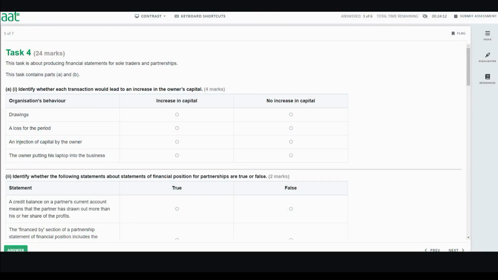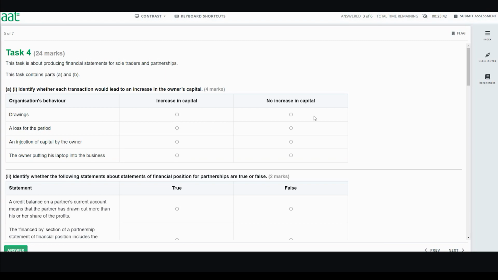Task 4 of the FAPS Practice Assessment 1. Okay, so the first task asks you to identify whether each transaction would lead to an increase in the owner's capital. Remember, owner's capital is something they've put into the business, whether it be money, a motor vehicle, or a computer. So it's something they've given to the business for it to increase their capital.